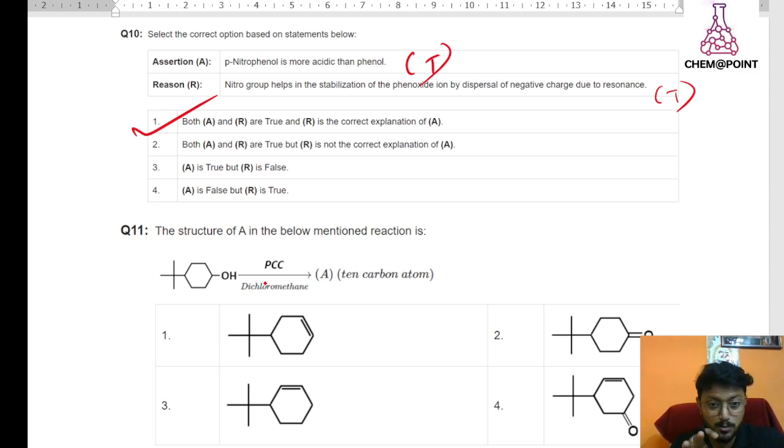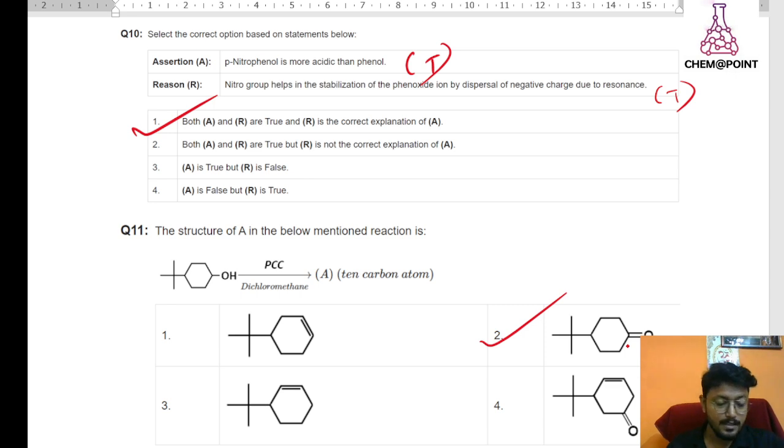Primary alcohol, you put PCC, you get the aldehyde. Secondary alcohol, you put the PCC, you get the ketone. Tertiary alcohol, you put the PCC, no functional group you can get. Keep in mind these few points, they are very useful to solve those questions. So clearly option 2 is the correct answer. This is the ketone.